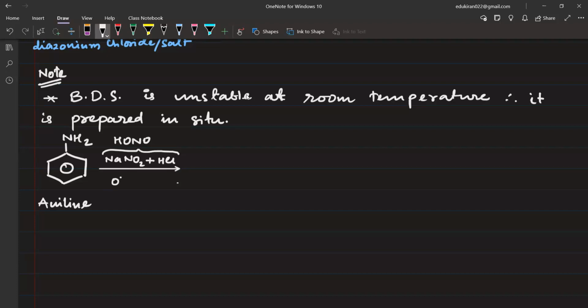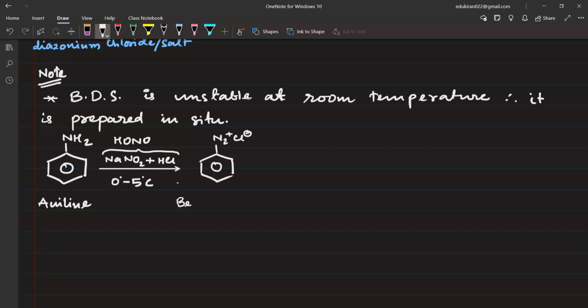And obviously, this is prepared at very low temperature, 0 to 5 degrees Celsius. Now, when it is reacted, we get benzene diazonium chloride. After this, we can react this with Cu2Br2 or Cu2Cl2. So this is how benzene diazonium salt is prepared. All of you got this? Yes or no, please tell me.